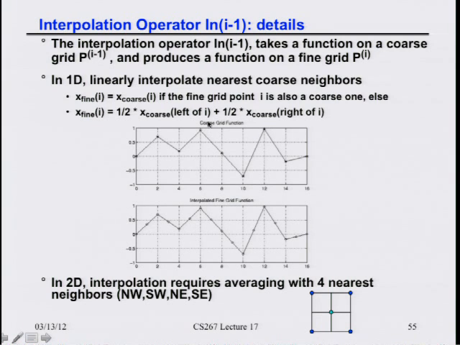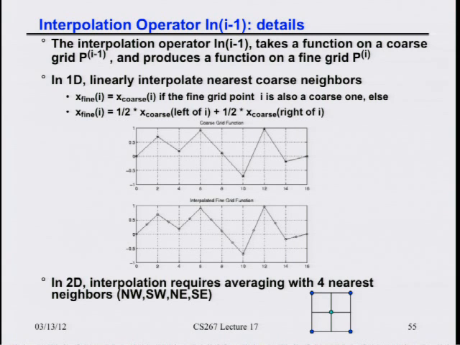And it works. And in 2D, you have to be a little bit more careful. So if you're in the middle here, you have 4 neighbors, and you have to average them appropriately. But it's almost like drawing a straight line. So those are the operators for smoothing, and for restriction, and for interpolation.